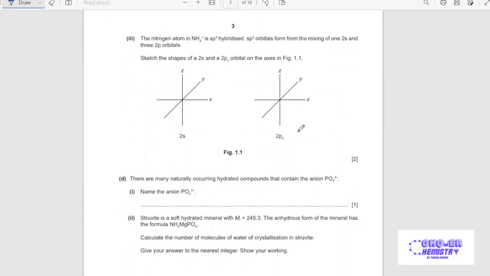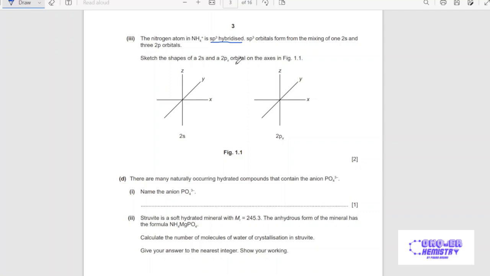Right, now it says the nitrogen atom in NH4+ is sp3 hybridized. sp3 orbitals form from the mixing of one 2s and three 2p orbitals. So in case you're not familiar with how hybridization works, or if you're confused about how to identify the type of hybridization of a given atom in a covalent species, then I highly suggest you watch this short that I'm going to link up over here.